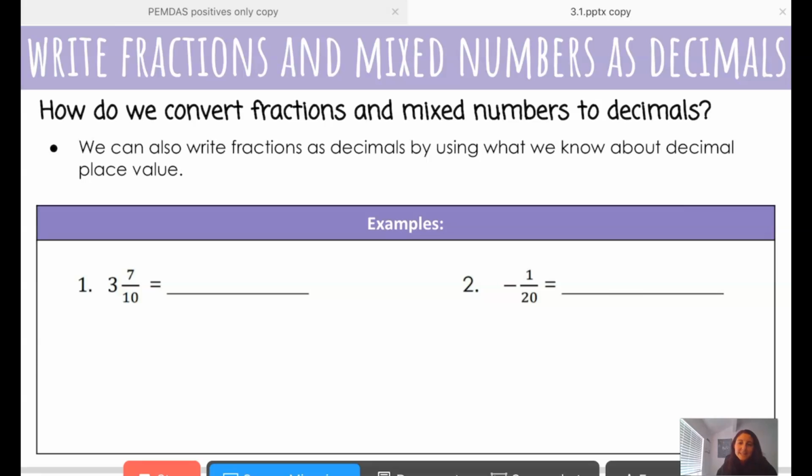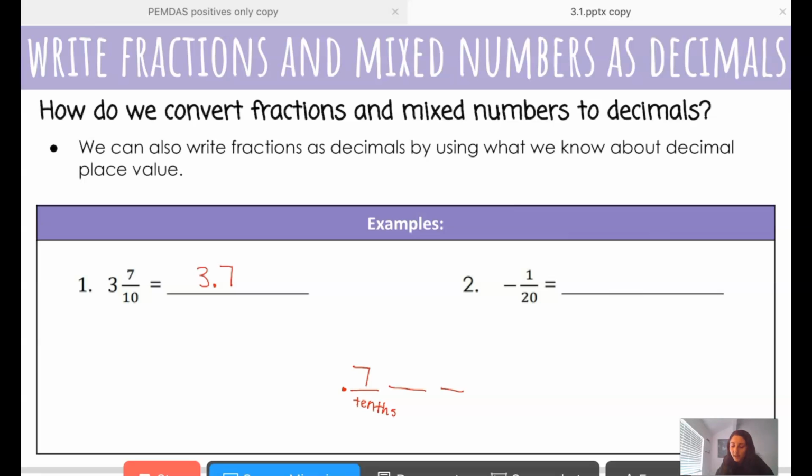We have 3 and 7/10. Well, if we look at our decimal place value, we have tenths, hundredths, and then thousandths. So if we said 7/10, that's just going to be 0.7. So we can rewrite this as 3.7. So we used our decimal place value to just rewrite it as a decimal, and now that's a terminating decimal.